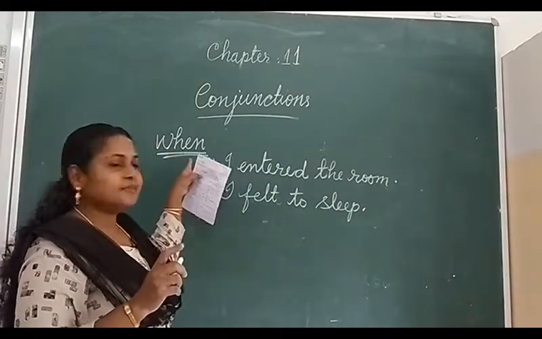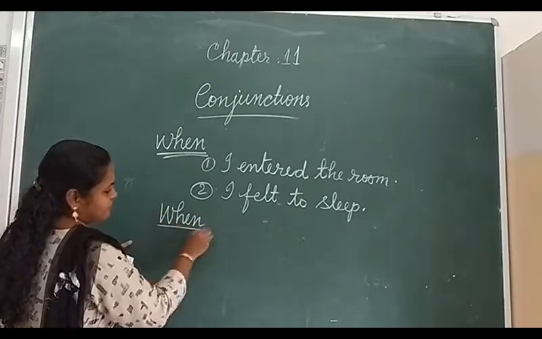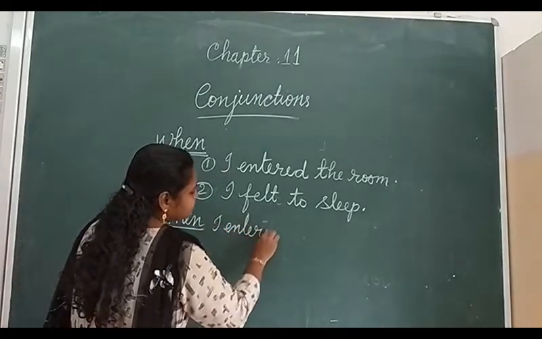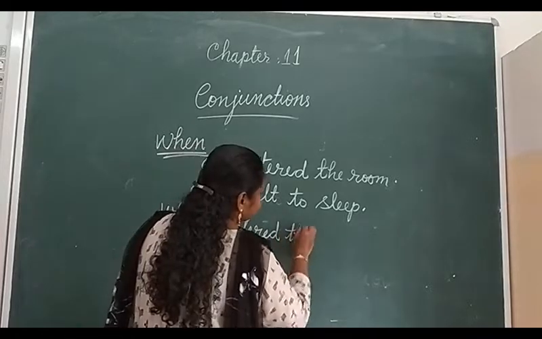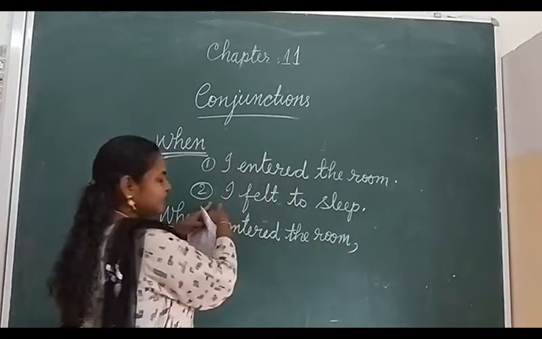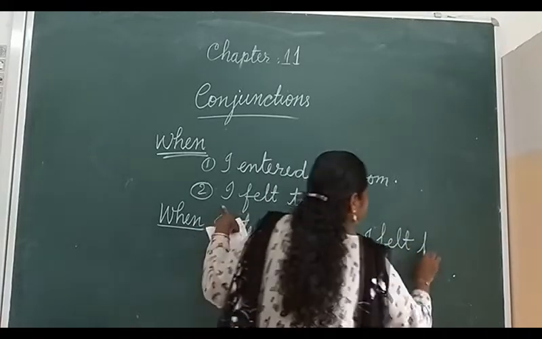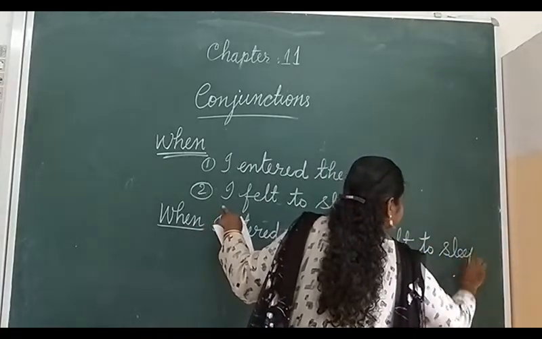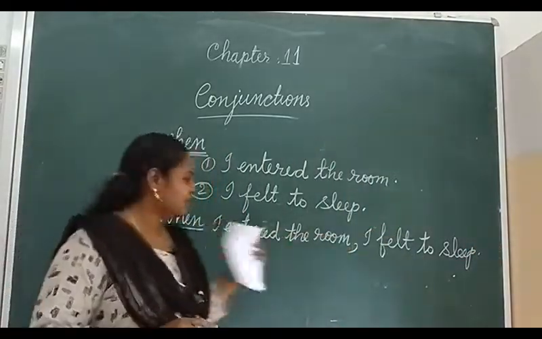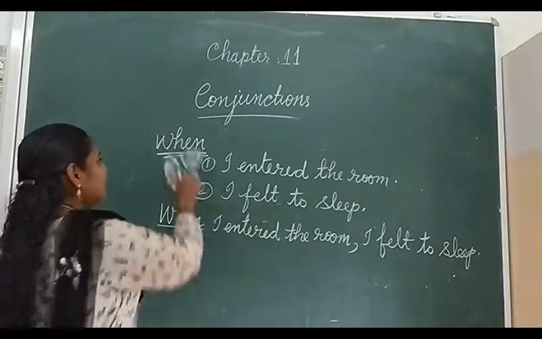So, as we studied, we have to use this conjunction in the beginning of the sentence. When, then write the first sentence. When I entered the room, put a comma, then second sentence, I felt to sleep. When I entered the room, comma, I felt to sleep. Okay, you see this conjunction is used in the beginning of the sentence. Now let's go to the next one.